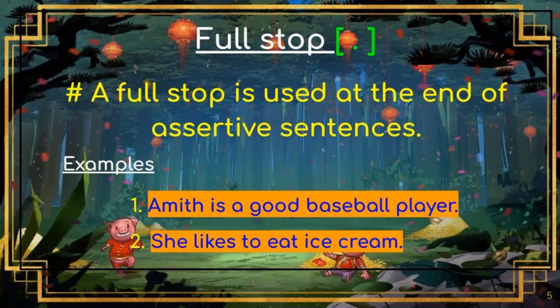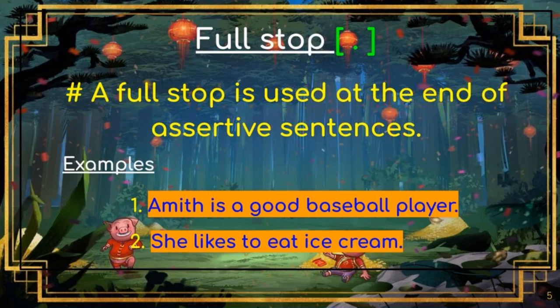Okay, students, two examples are given here. Look at the first one. Amit is a good baseball player. It is an assertive sentence. So students, the first letter should be in capital letter, and at the end of the assertive statement we have to put a full stop. Let us move to the second sentence. She likes to eat ice cream. So students, at the beginning of the sentence, the first letter should be in capital, and at the end of the statement we put a full stop.